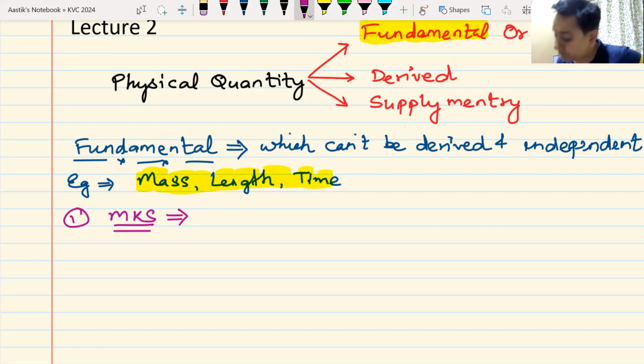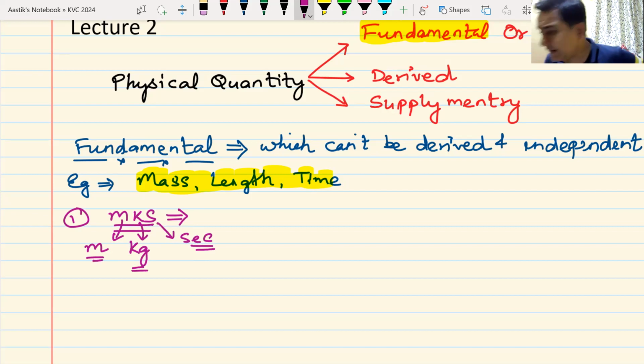M standing for what? M standing for meter. K standing for kg, kilogram, the fundamental quantity for mass. And S standing for second. Yes, this was the first system that we created, known as the MKS system, in which we had three fundamental quantities. For mass, we had kg. For length, we had meter. And for time, we had seconds.